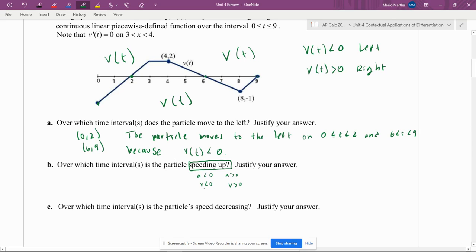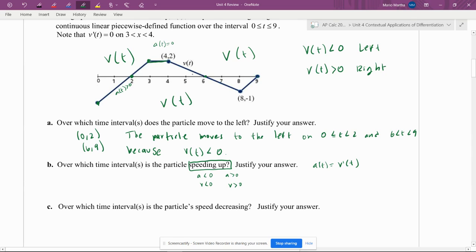So now remember that a of t would be equal to v prime of t. So that's pretty much just the slope here, right? So when is the slope increasing? So we know between 0 and positive 3, a of t is greater than 0, meaning it's positive because it's increasing. Here, a of t is equal to 0, because it's not changing, it's just flat.